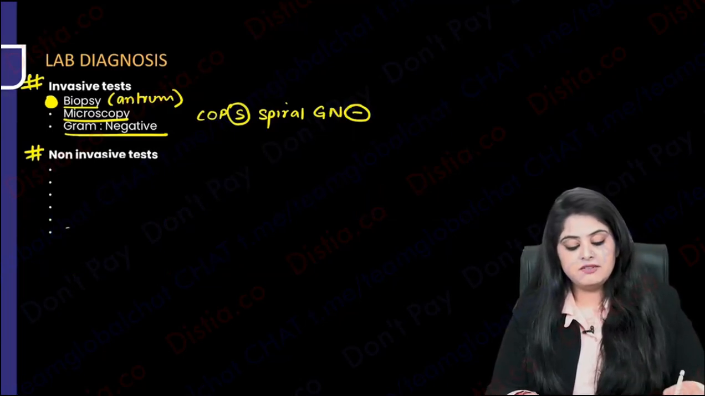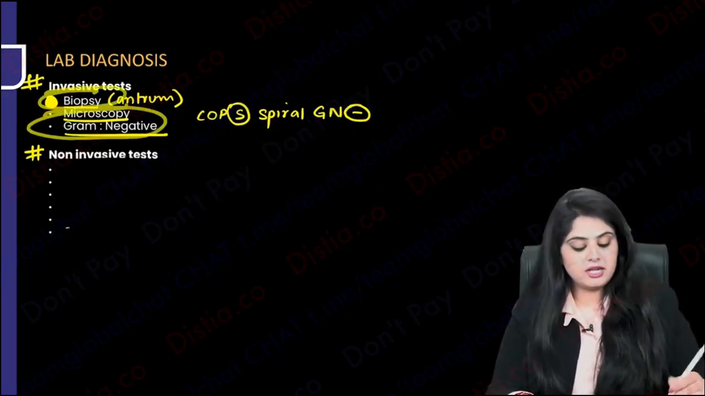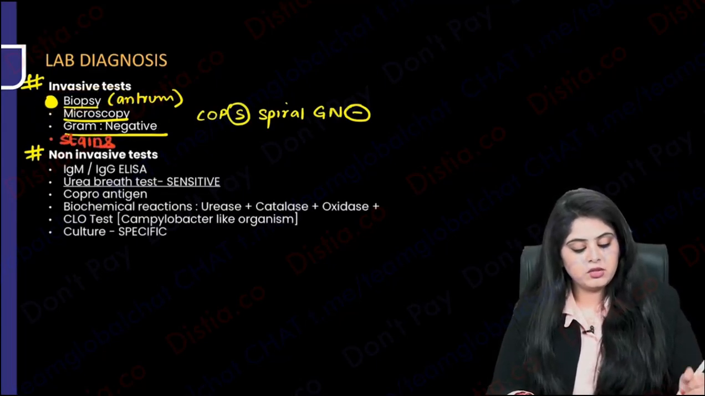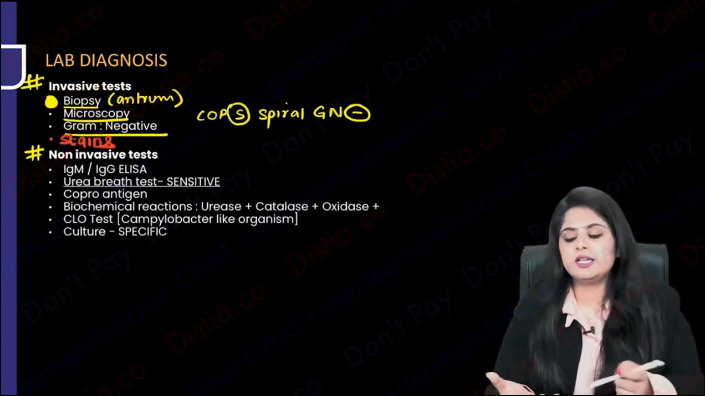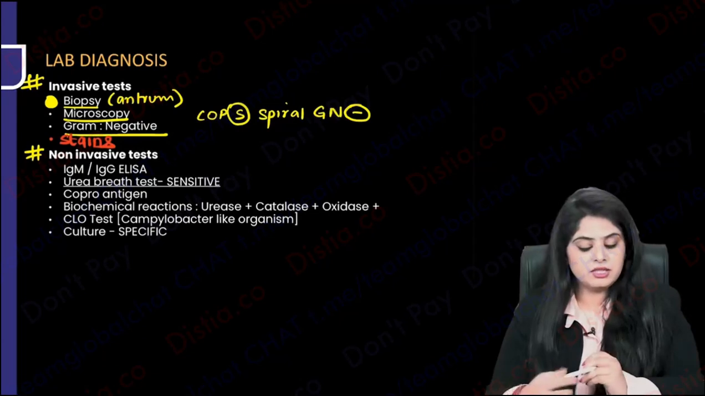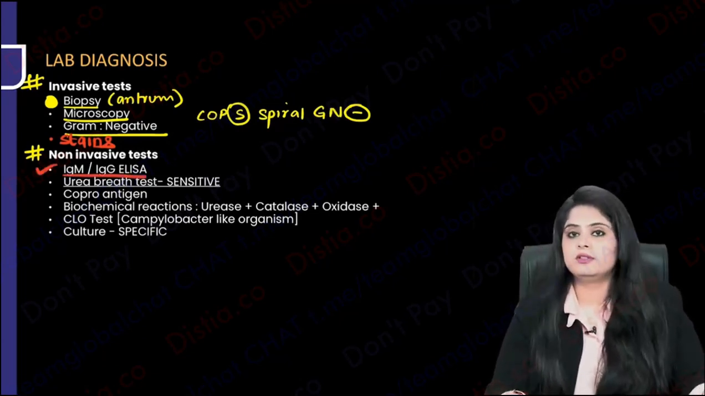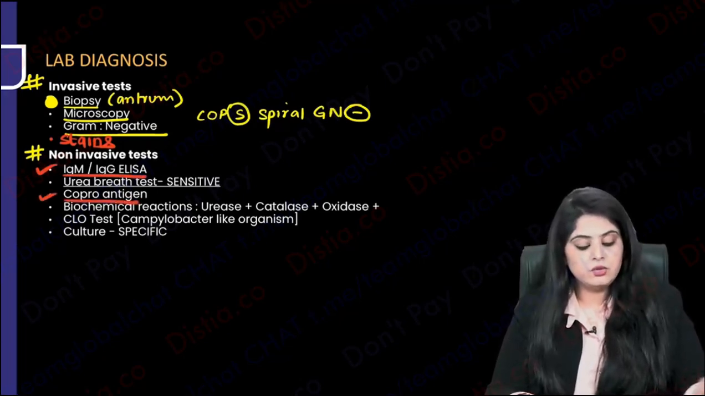So coming back, these were invasive tests. You took a biopsy, you did the microscopy, you did all the stainings. But if you don't want to be invasive, then what are all the non-invasive tests? What comes to mind in non-invasive? Ma'am, look at the antigen, look at the antibody. Okay. So firstly, if you want to look for antibody, you will have to do an ELISA. For antigen, you can do coproantigen.